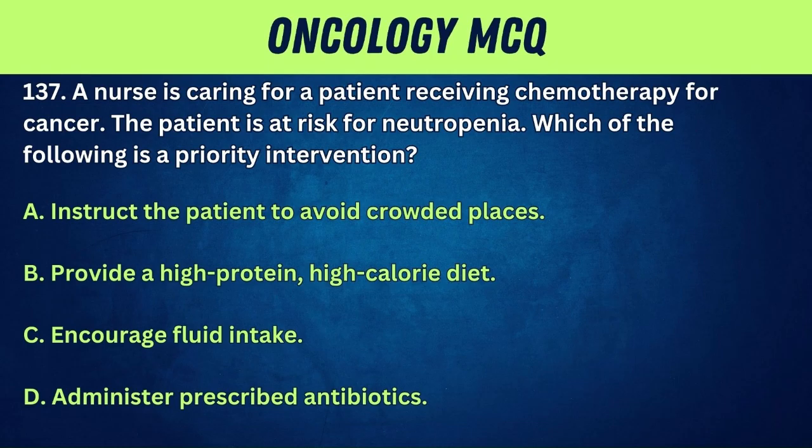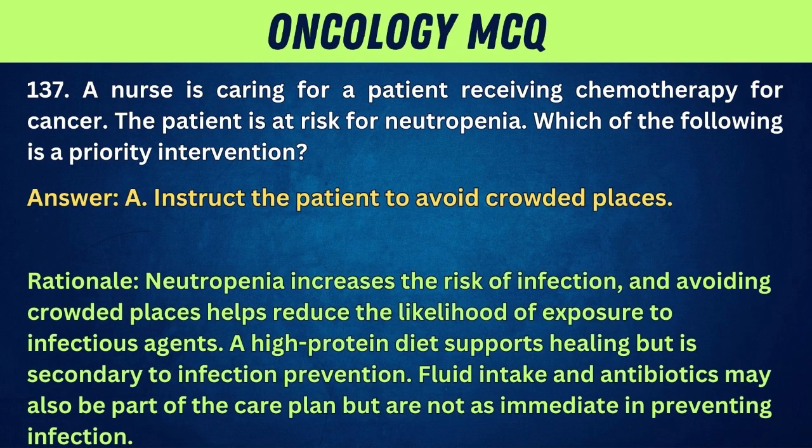137. A nurse is caring for a patient receiving chemotherapy for cancer. The patient is at risk for neutropenia. Which of the following is a priority intervention? A. Instruct the patient to avoid crowded places. B. Provide a high-protein, high-calorie diet. C. Encourage fluid intake. D. Administer prescribed antibiotics.